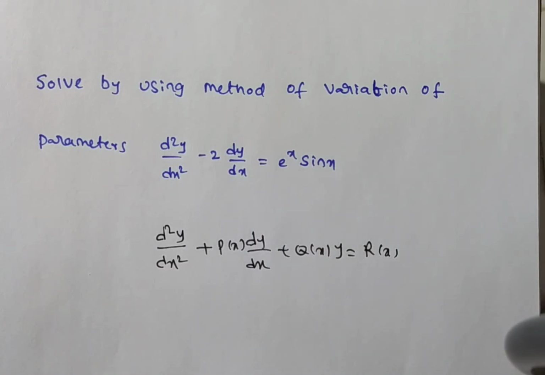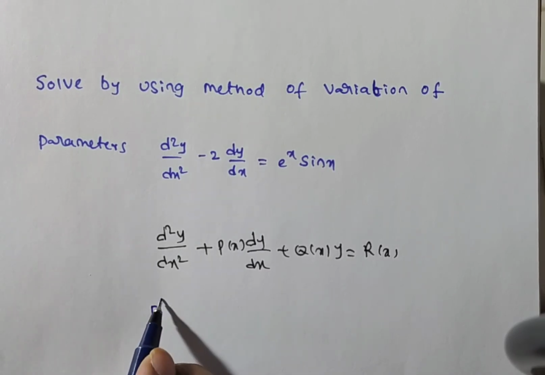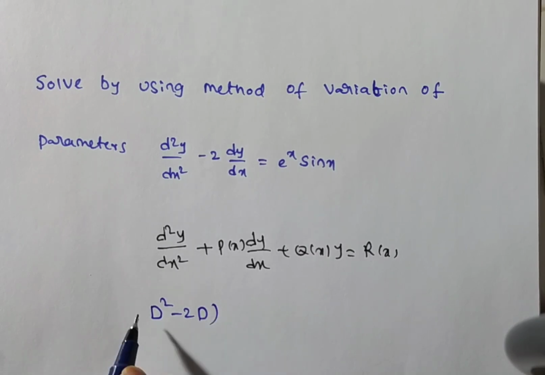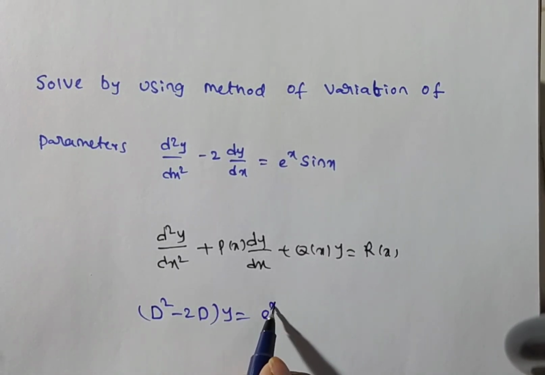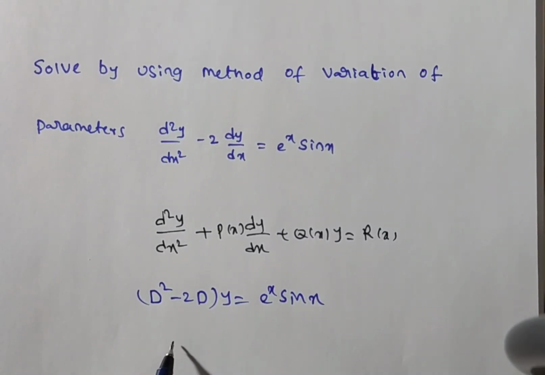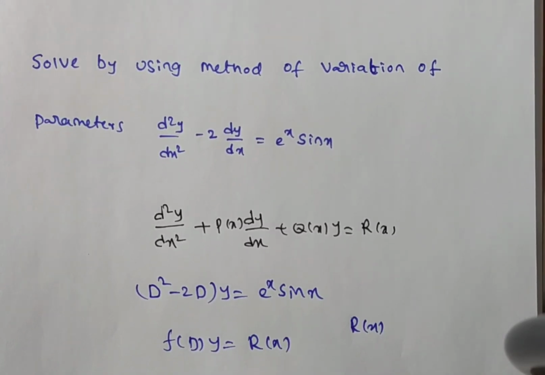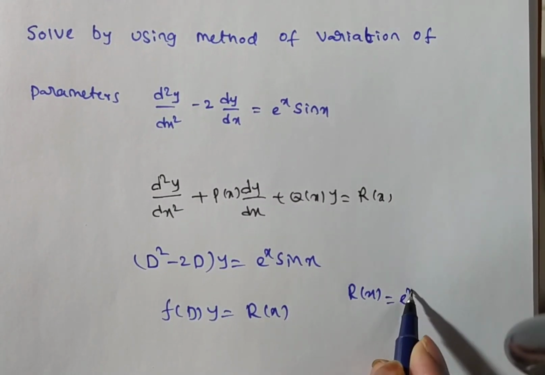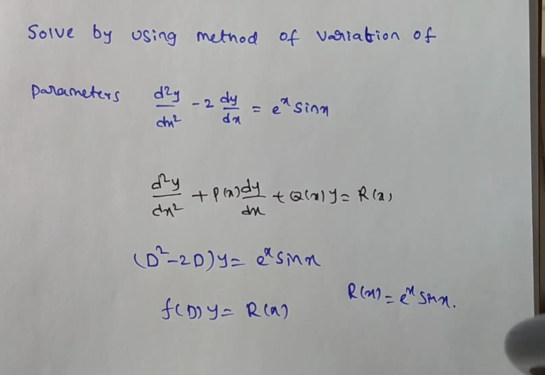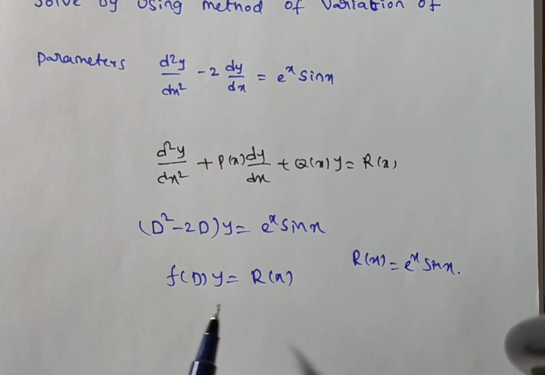First, write the given differential equation in operator form. In operator form we can write (D² − 2D) y = e^x sin x. So here this is in the form f(D) y = r(x), where r(x) = e^x sin x.